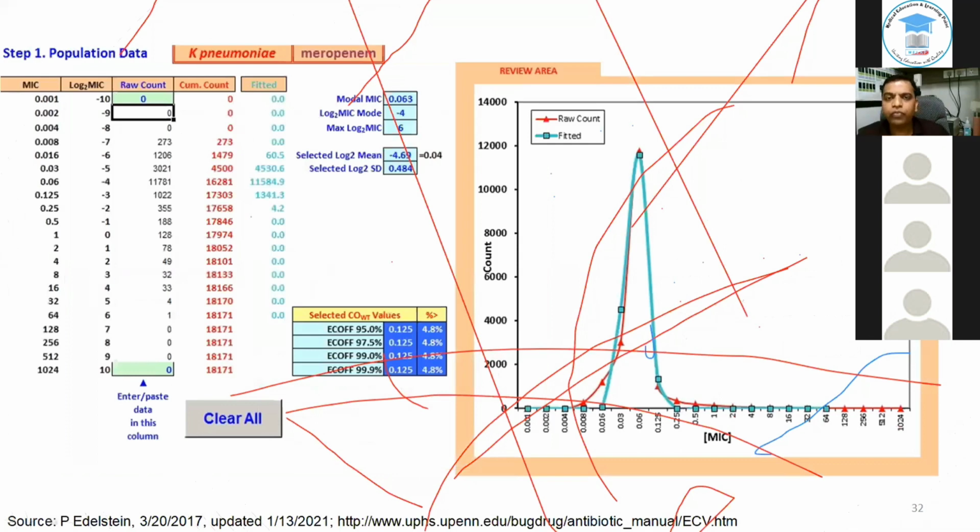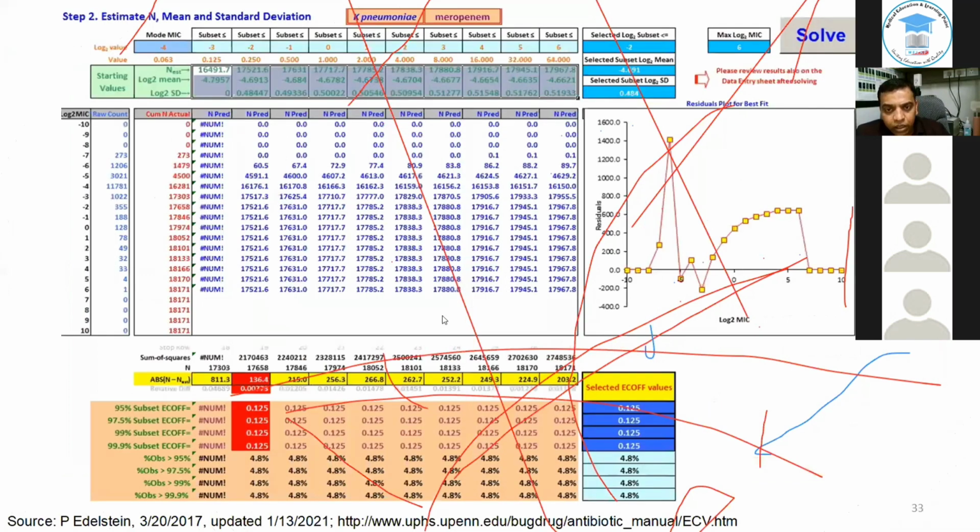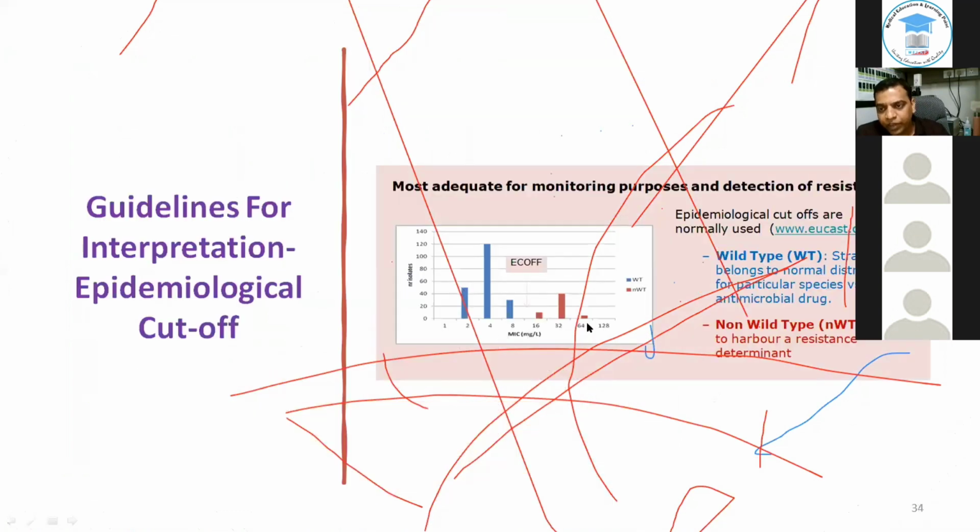There is software also available for getting the ECOF when we don't have a particular breakpoint for a particular organism against a particular antibiotic. We can get ECOF by charting the zones or MICs on the x-axis. For example, here in this chart, we have non-wild type in the red color, which means there is a resistance mechanism, and wild type in the blue color, which means there is no resistance mechanism.